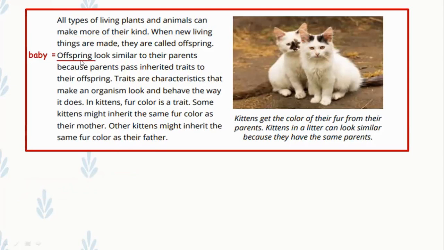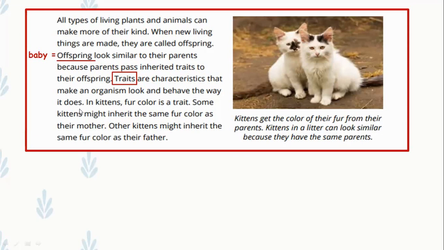And of course, it's not only the baby animal. It can be a baby animal or baby plant, even a baby human. Offspring look similar to their parents because parents pass inherited traits to their offspring. They give some traits to their babies. What are the traits? Traits are characteristics that make an organism, it means the living things such as plants, animals, humans, look and behave the way it does.